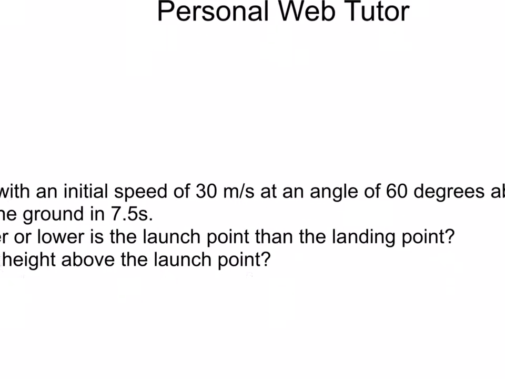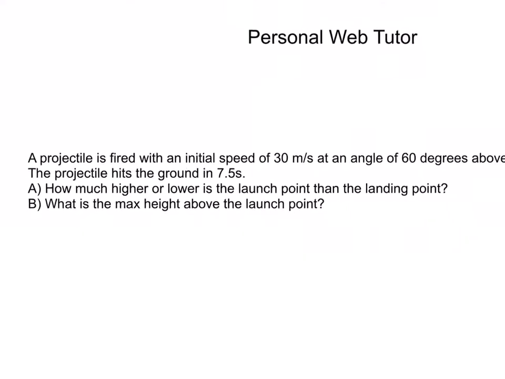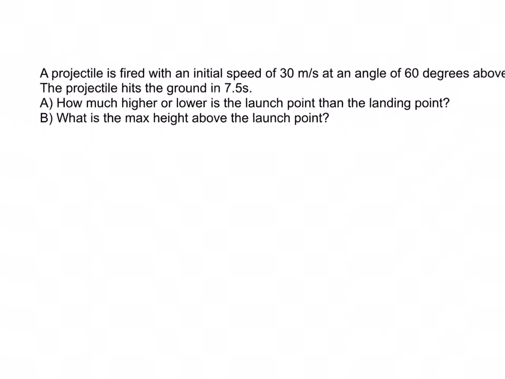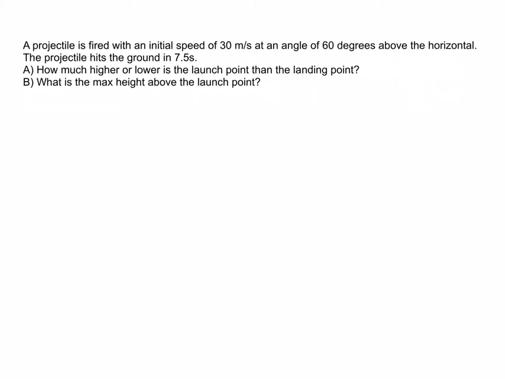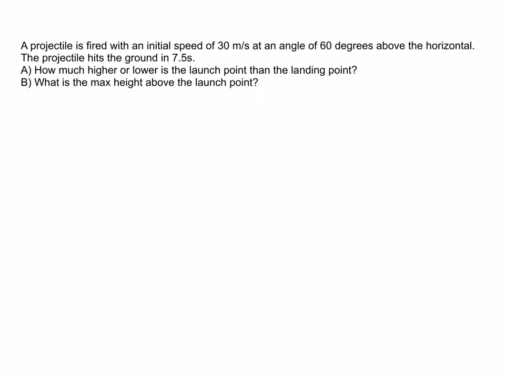Today's problem, we have projectile motion. It says here that a projectile is fired with an initial speed of 30 meters per second at an angle of 60 degrees above the horizontal. The projectile hits the ground in 7.5 seconds. A. How much higher or lower is the launch point than the landing point? So we don't know if it's above or below. And B, what is the max height above the launch point?